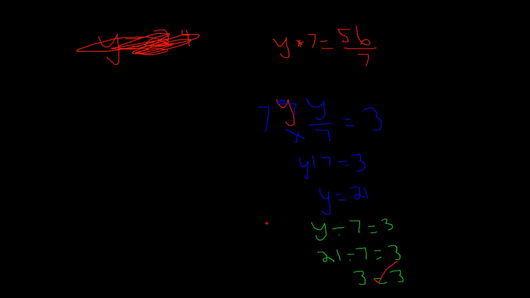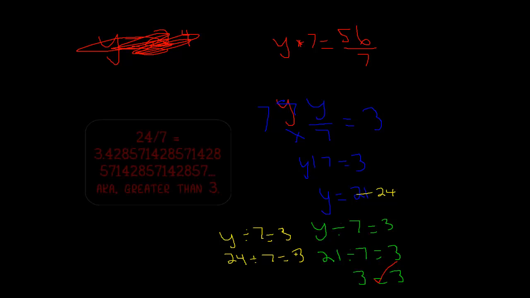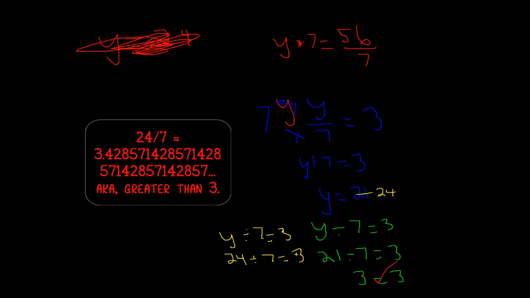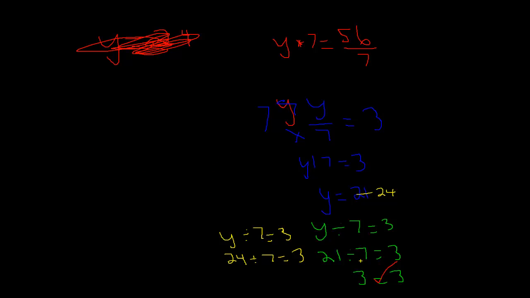This wouldn't work if, let's say, I had the answer of 24 instead of 21 by accident. What we do is, the usual, y divided by 7 equals 3, so whatever the answer is must be divided by 7. So 24 divided by 7. To be completely honest, I don't recall the value of 24 divided by 7, but if we know that 21 divided by 7 equals 3, then 24 divided by 7 is obviously going to be greater than 3. So we get a big old red X over it instead of a big old red check.